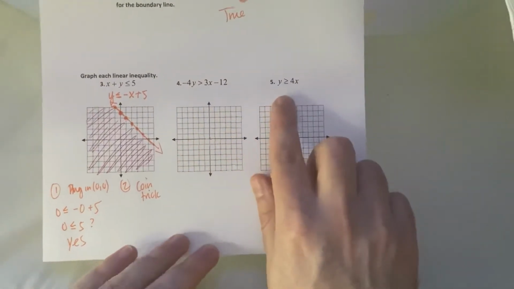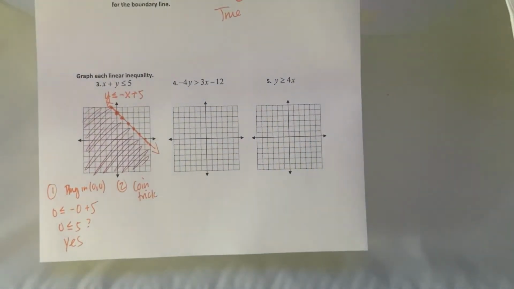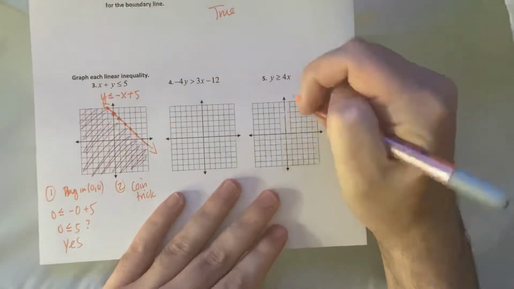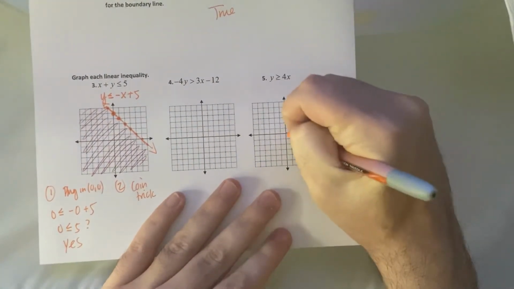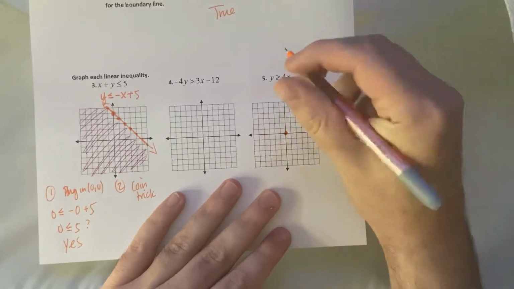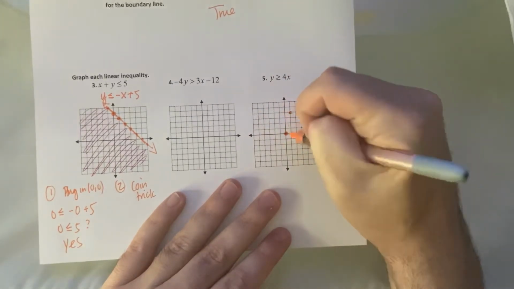We'll leave number 4. Let's do number 5. Y is greater than 4x. So here we've got the line going through the center, 0, 0, slope of 4.